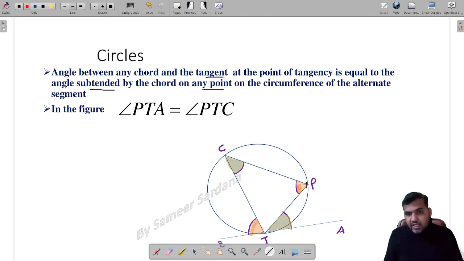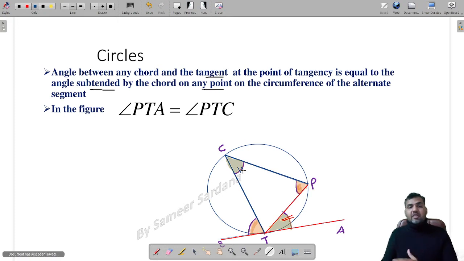the angle subtended by any chord. You can see that this PT is a chord of the circle, right? This is a tangent. You see that the angle between this chord and the tangent is this particular angle. The value of this angle will be the same as the angle subtended by this chord in the alternate segment of the circle. Now this chord PT is making this angle in the alternate segment of the circle. So these two angles will be equal. This is called the alternate segment theorem.